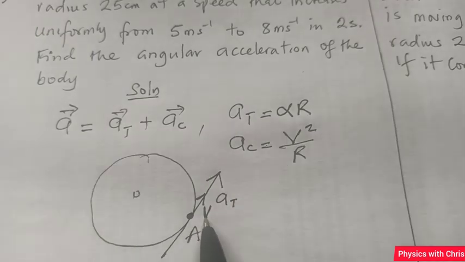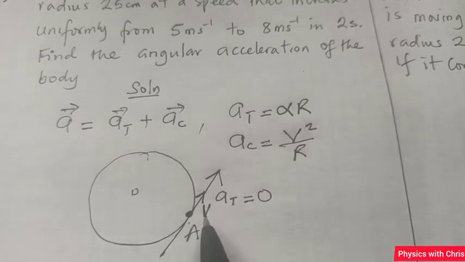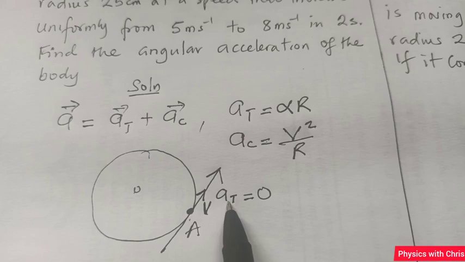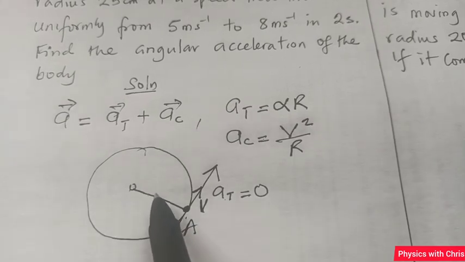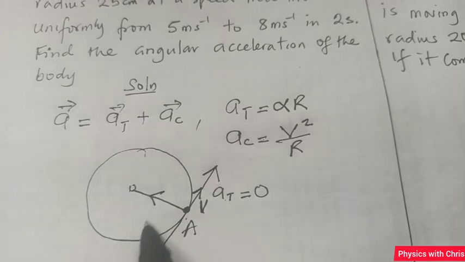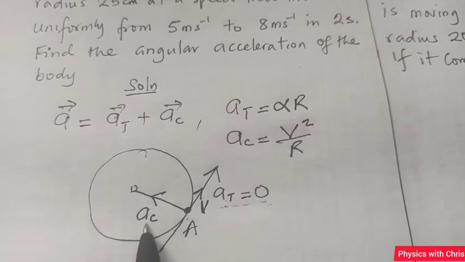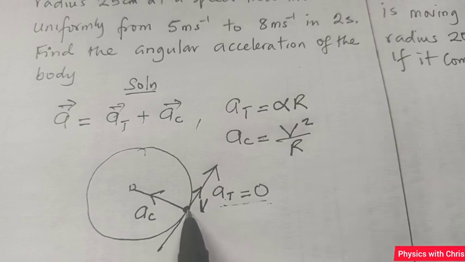Which means when the body moves with a constant speed in a circle, the tangential acceleration will be zero. For the speed to be increasing around the circle, the body must maintain this tangential acceleration. In the same vein, the centripetal acceleration will not be zero, and that one is directed towards the center of the circle. So when the body moves with a constant speed, though this is zero, this is not zero.